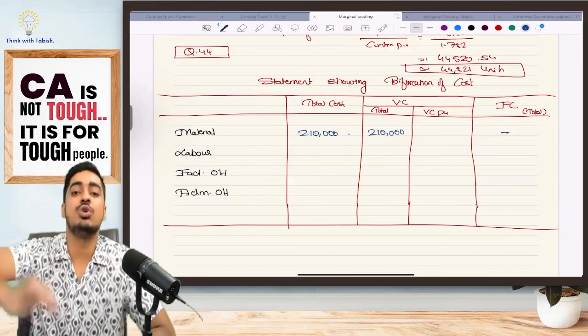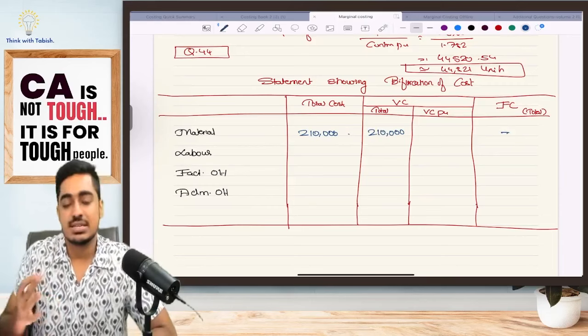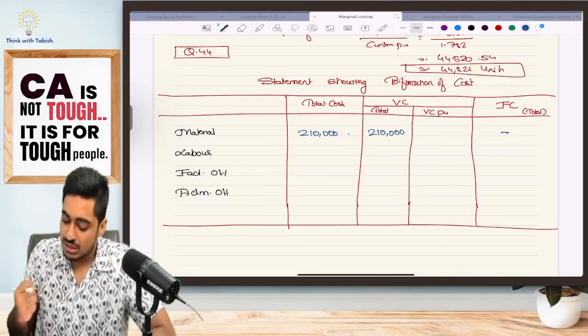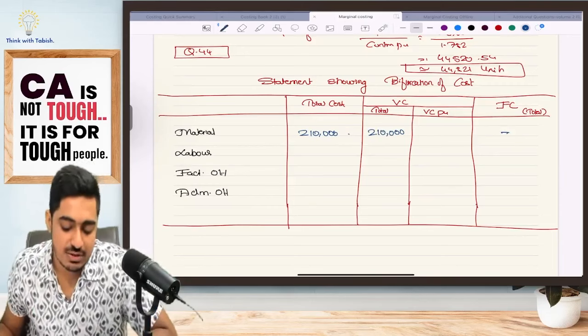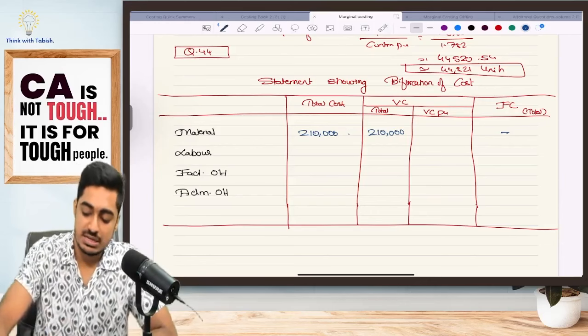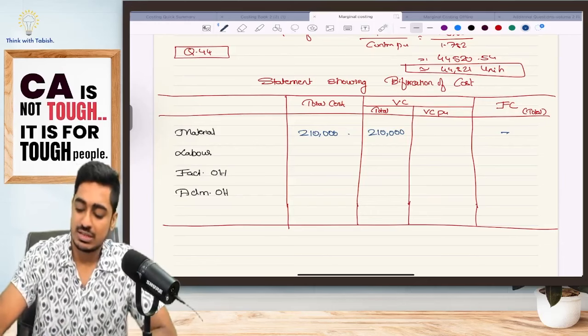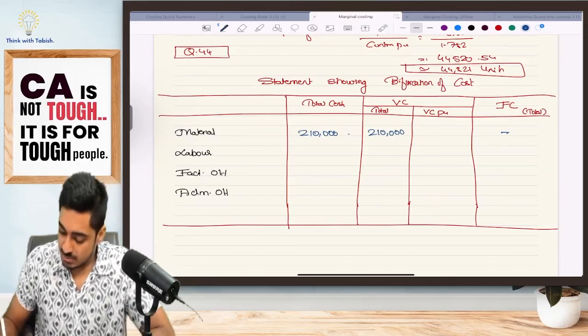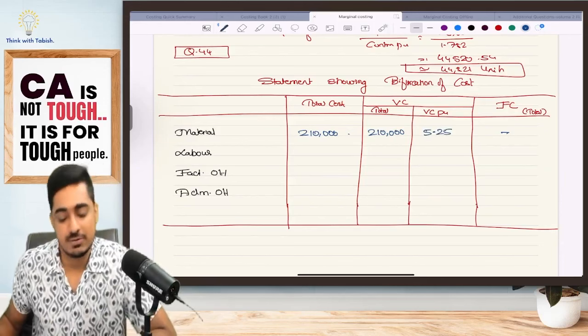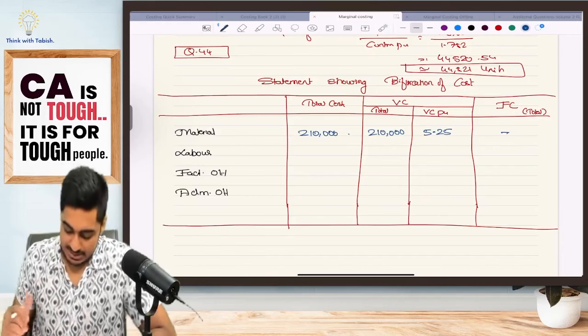Now tell me, how do I want my variable cost? Sir, on per unit basis. This 2,10,000 variable cost is for how many bottles? Sir, it is for 40,000 bottles. So 2,10,000 divided by 40,000. Per bottle, how much is it? 5.25. Yes or no, everyone? Yes, sir. Simple.